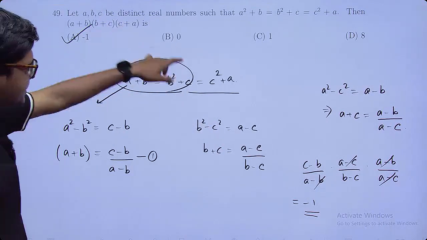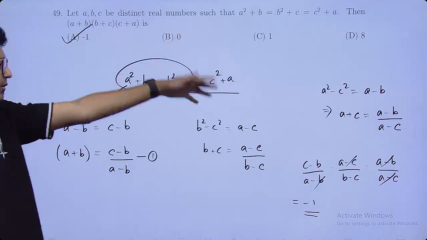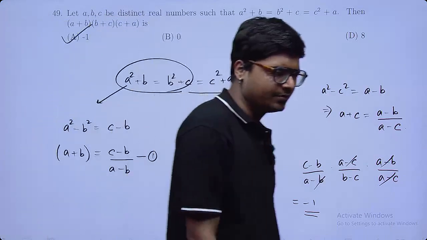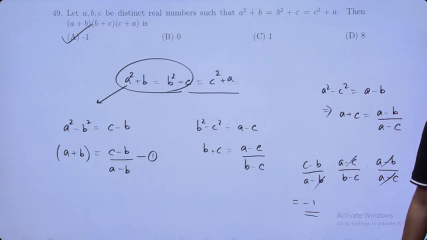Look for the terms that you have to find, the product of the terms that you have to find, express them in terms of whatever else you have left, multiply them together, you get minus 1. That's it. Okay? Clear? Okay. Coming to question 50.